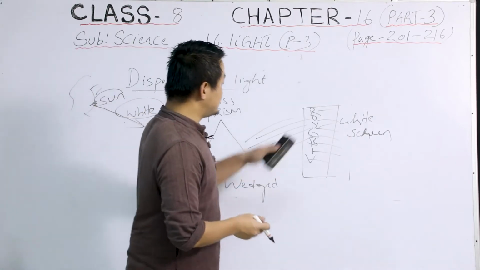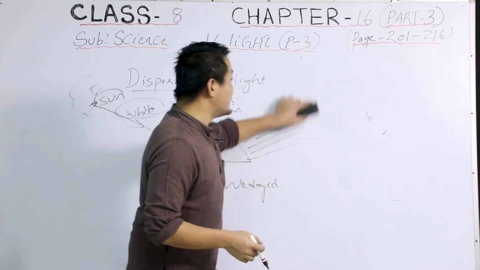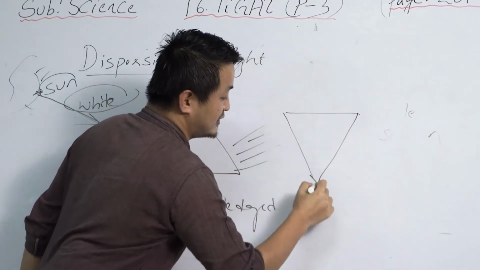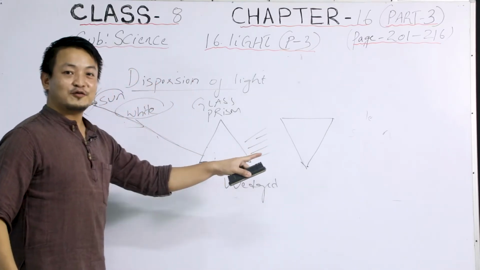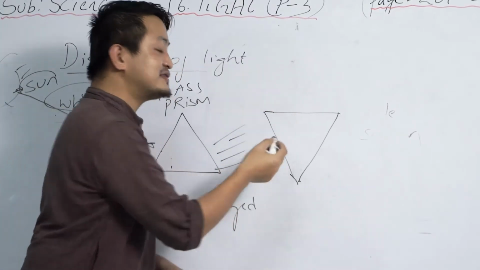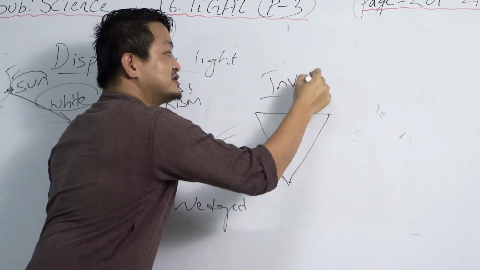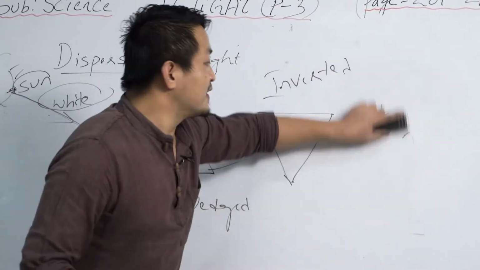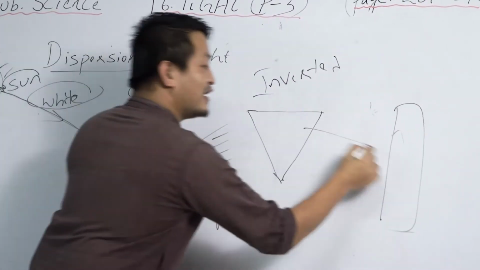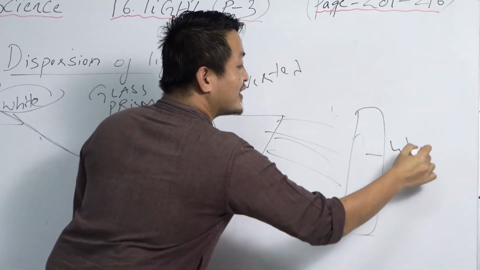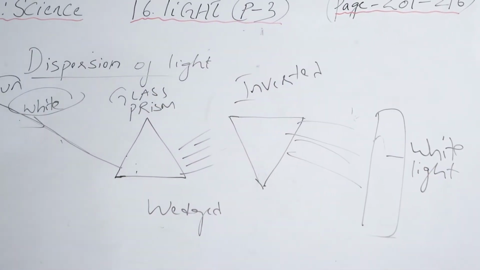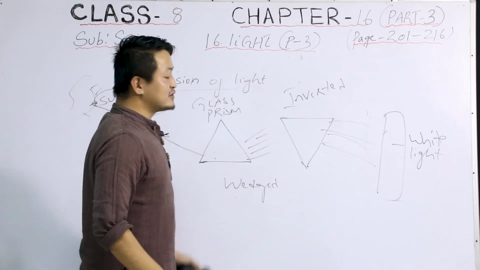Now, if you place another glass prism invertedly, we have 2 prisms right now. See, now this is another example. Now we have 2 prisms, but the second one has an inverted shape. Clear? Then we'll place the white screen over here. So now what will we get to see? Now we'll get to see only white light. Clear? So this was all about dispersion of light.